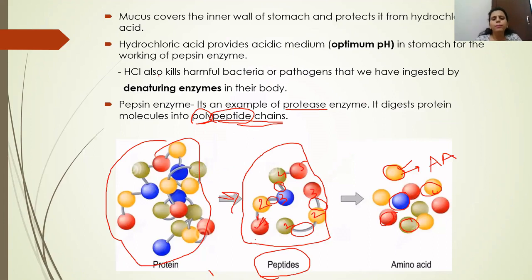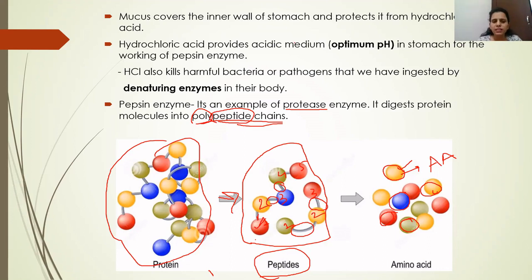So there are two very important functions of hydrochloric acid. The first function: we have already studied in unit 5, enzymes, that all enzymes, for their proper functioning, need two essential things: optimum pH and optimum temperature. All the enzymes present in living organisms, not only human beings but also plants or microorganisms, require optimum pH and optimum temperature for their proper function.